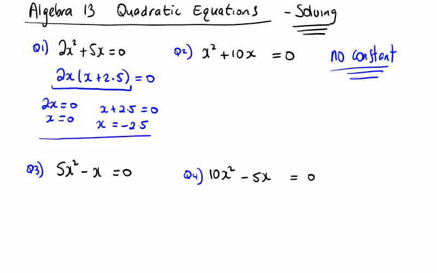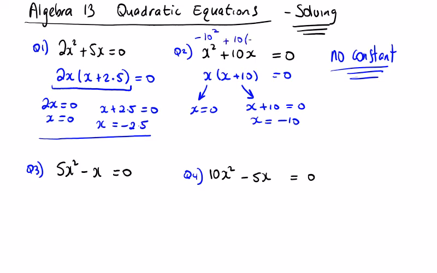In question 2, we're going to have x times (x plus 10) is equal to 0. So for this one, x is equal to 0. For this one, x plus 10 would have to be equal to 0, so x would have to be minus 10. And if we go back up and check that, minus 10 squared plus 10 by minus 10 is going to give me 100 minus 100, which is equal to 0.